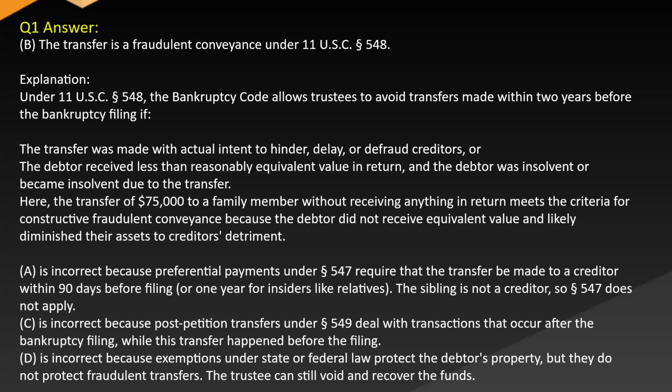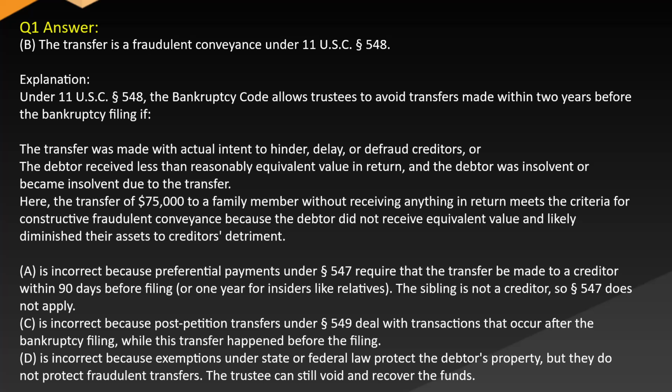The transfer of $75,000 to a family member without receiving anything in return meets the criteria for constructive fraudulent conveyance because the debtor did not receive equivalent value and likely diminished their assets to creditors' detriment. A is incorrect because preferential payments under § 547 require that the transfer be made to a creditor within 90 days before filing, or 1 year for insiders like relatives. The sibling is not a creditor, so § 547 does not apply.